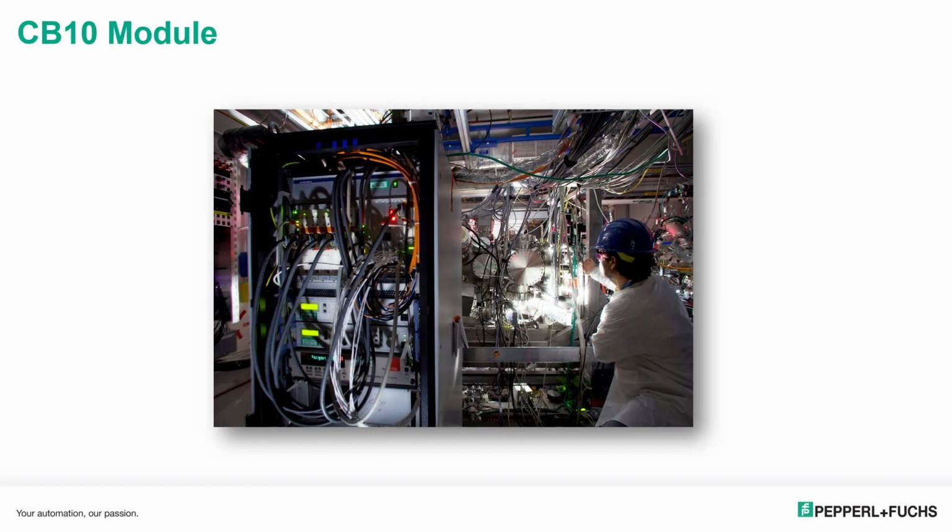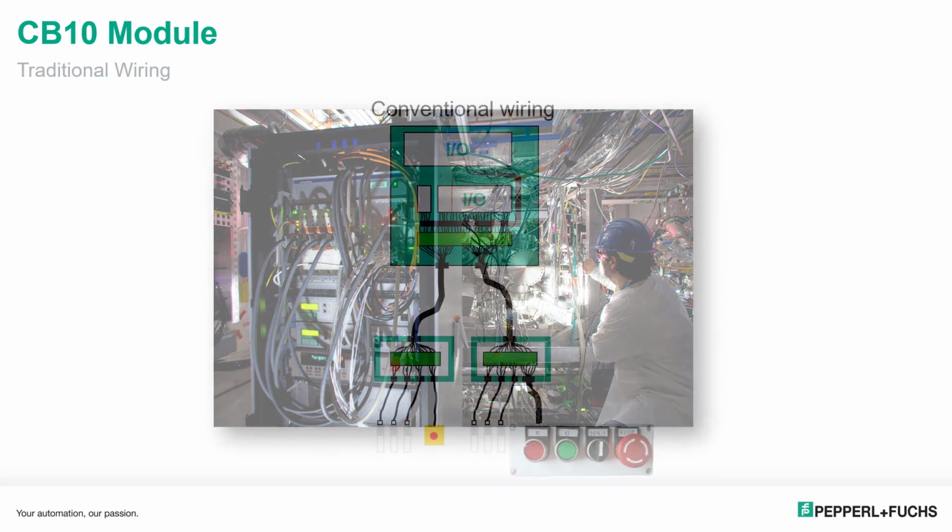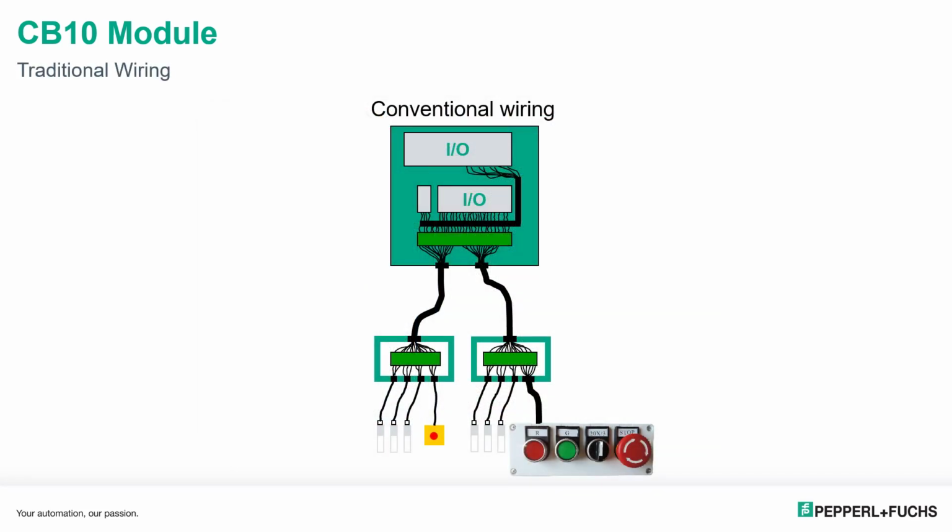So first, simplifying wiring has always been in demand, especially on those lower level networks where there are lots of sensors and actuators. And the goal really is to save time, materials, and costs. Now here's a nice illustration showing conventional wiring. You can see the push button box down at the bottom right.